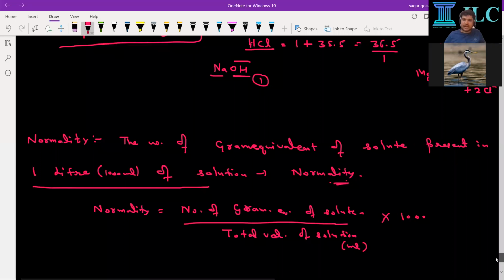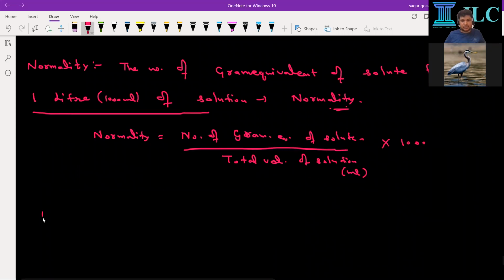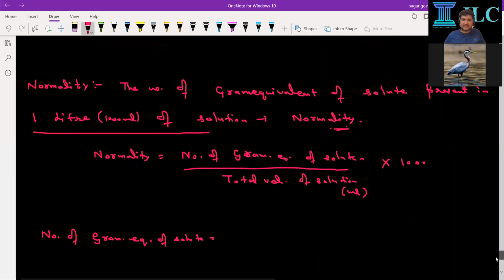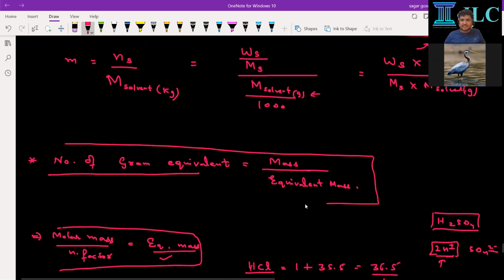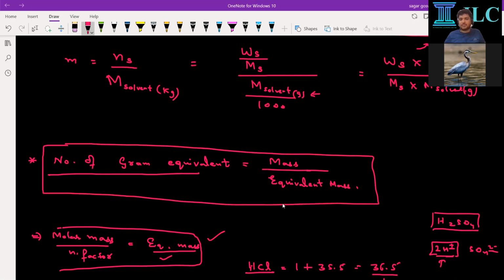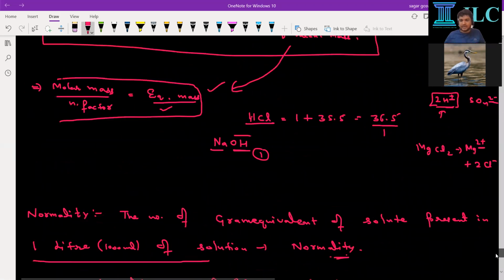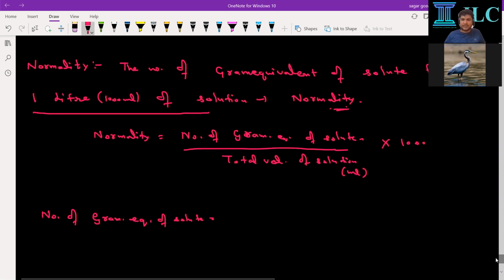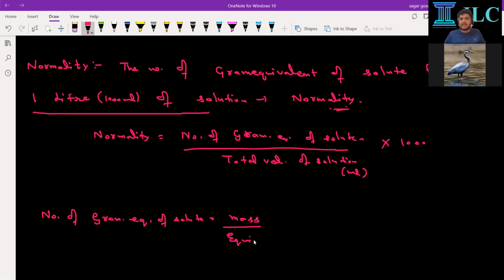So I am writing the number of gram equivalent of solute. What does it mean? How can you find out the number of gram equivalent of solute? I told you: mass upon equivalent mass, and equivalent mass is molar mass upon n factor. Very simple. I know you may think, oh my God, it is so difficult. When anybody studies this for the first time, we get the same reaction. And how can we find out equivalent mass? Equivalent mass is equal to molar mass upon n factor. I told you just now.